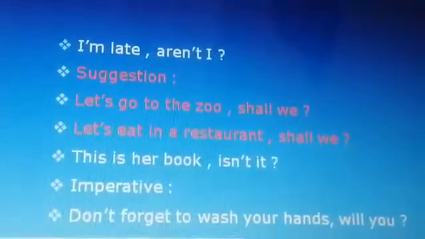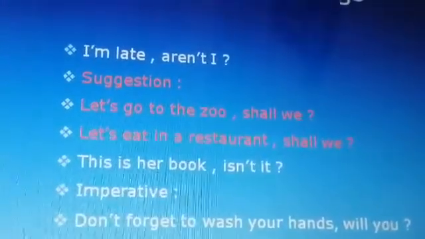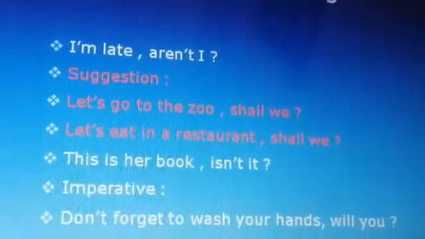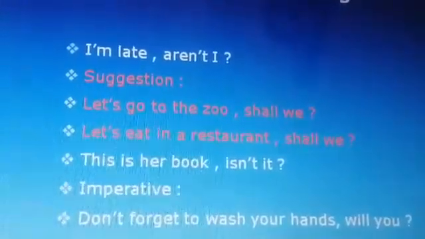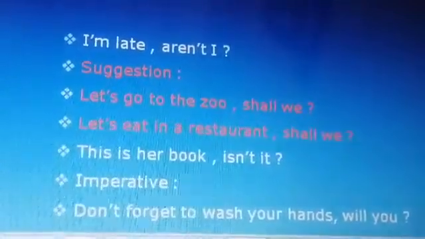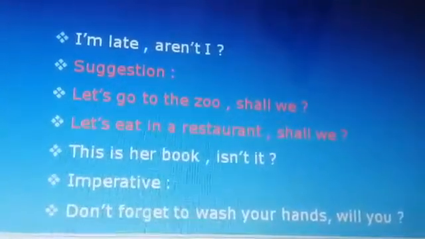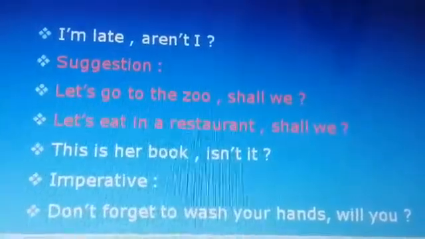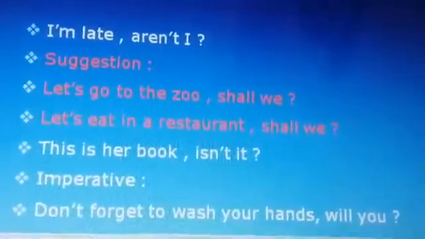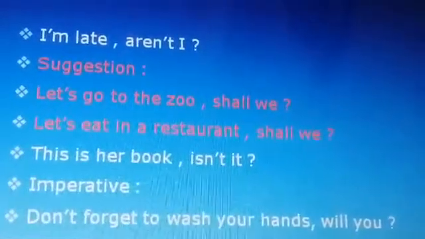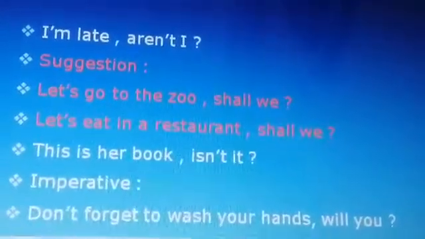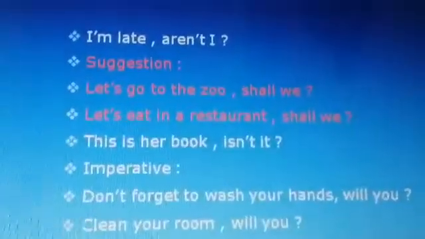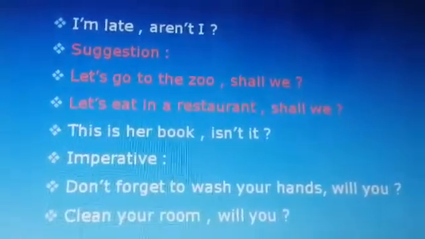Now I have another irregular question tag. This is her book, isn't it? Imperative. What is the meaning of the word imperative? Now imperative is giving orders. Like what? When your mother tells you, don't forget to wash your hands, will you? Clean your room, will you?